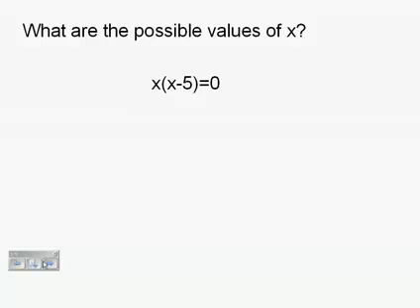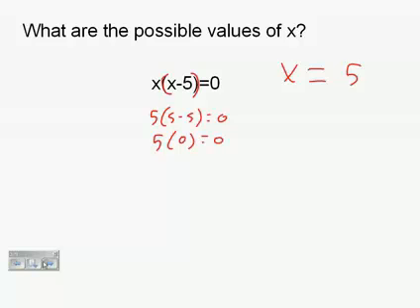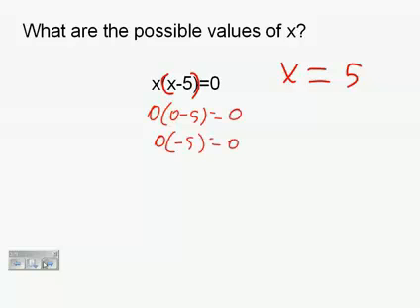All right, same situation. We have x times x minus 5. In the parentheses, x minus 5, how do I get that to be 0? If x equals 5, because 5 minus 5 is 0, it would be 5 times 5 minus 5 equals 0. 5 minus 5 in the parentheses is 0, so 5 times 0 equals 0. Obviously, 5 times 0 is 0. Yes, that worked. So x equals 5. And x can also equal 0, because if I plug 0 in, you get 0 times 0 minus 5, which is 0 times negative 5, equals 0. So x equals 5 and 0.